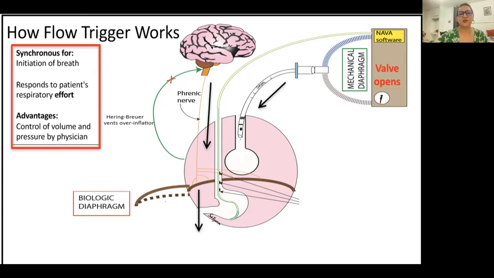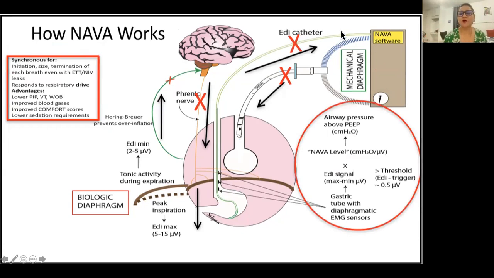But this is not completely synchronized. And so the physician is still controlling things rather than the patient, and the patient is only controlling the initiation of breath. So when we use Nava, we put this EDI catheter. The brain is giving the stimulus to the diaphragm. The diaphragm contracts, the catheter knows about it, and it tells the ventilator when to start the breaths and how much pressure to deliver.